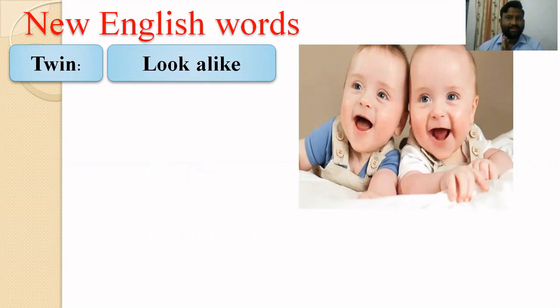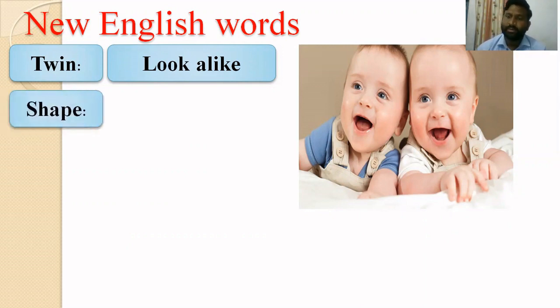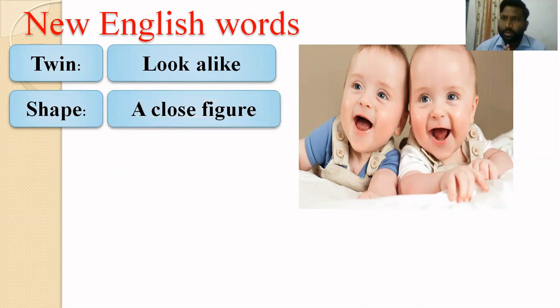See, here two babies are there. They are looking the same, so these are twin babies. Okay, twins means look alike or they are similar in nature, same, looking the same thing. Next word is shape. A closed figure, you know, rectangle, square, triangle, etc.